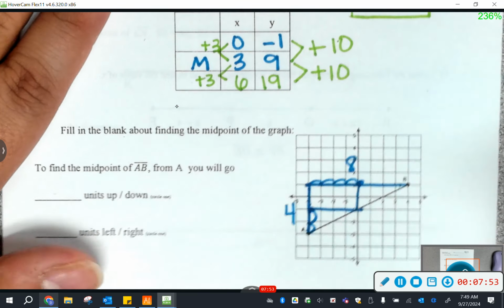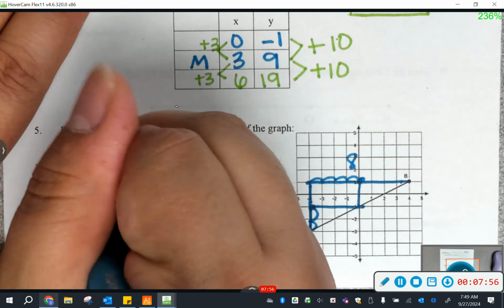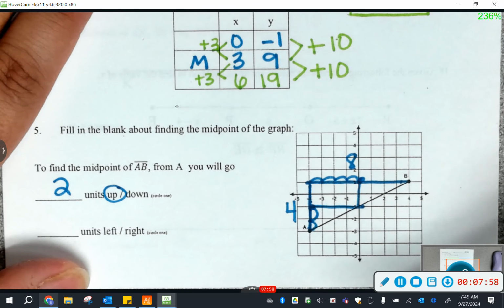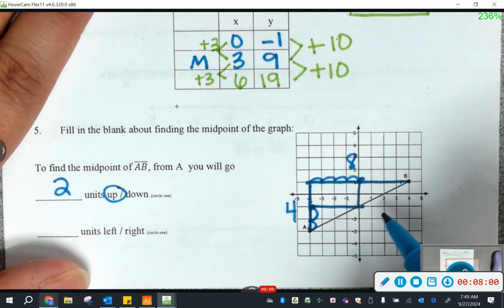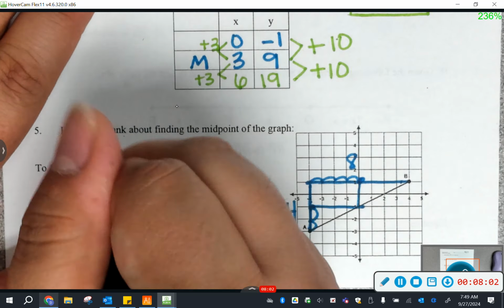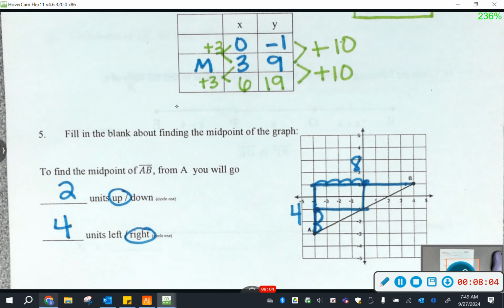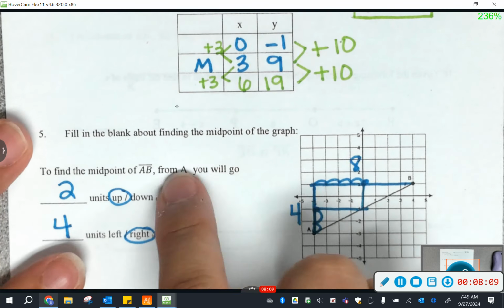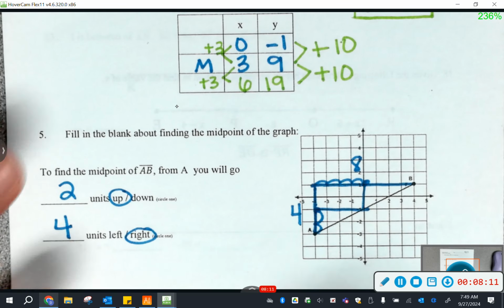And that is what I'm going to do. So I'm going to go up 2. And then I am going to go which way? Right 4. Go up 2, right 4. Because it says from A, I was starting at A.